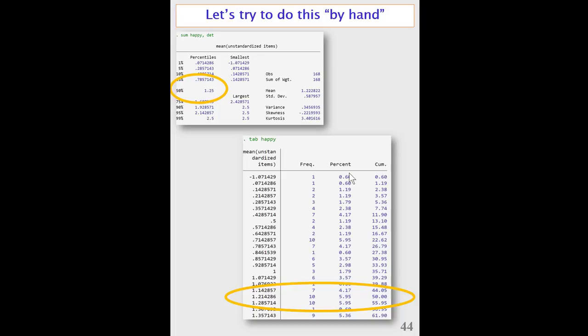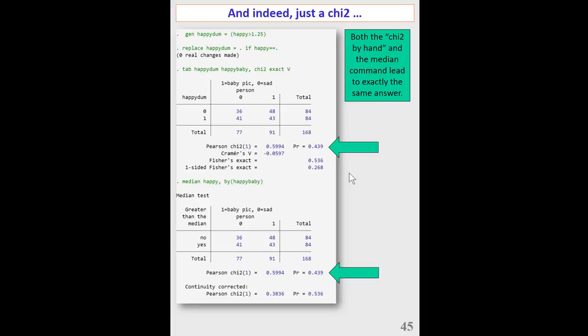I think I have that example here. Here I do this. Generate a new variable that's called happy_dum for dummy variable, equal to 1 if happy is larger than 1.25 and equal to 0 otherwise. Just to make sure that I do not make any weird mistakes, I add that second command here as well. Missing values are by definition for Stata counted as plus infinity. So plus infinity is certainly larger than 1.25.